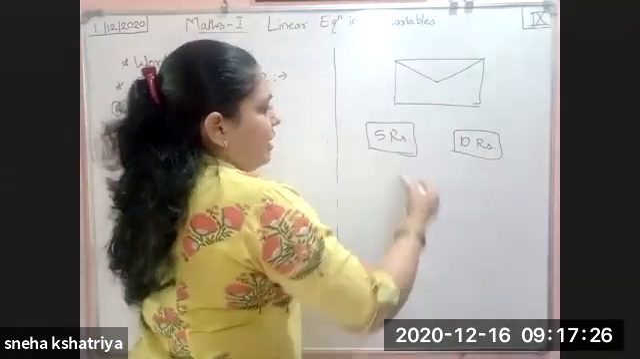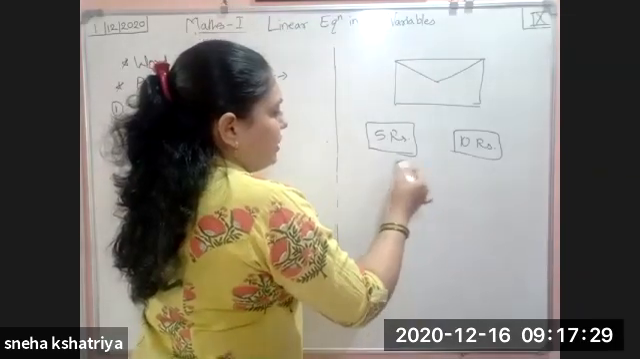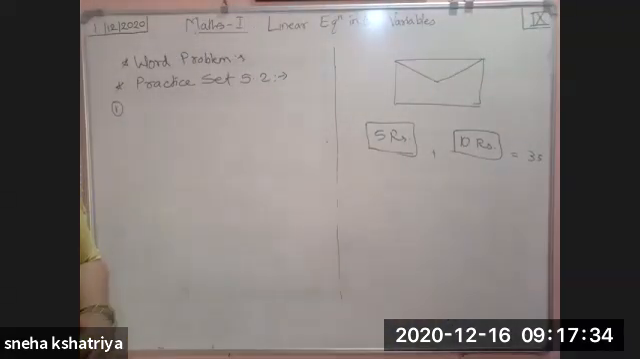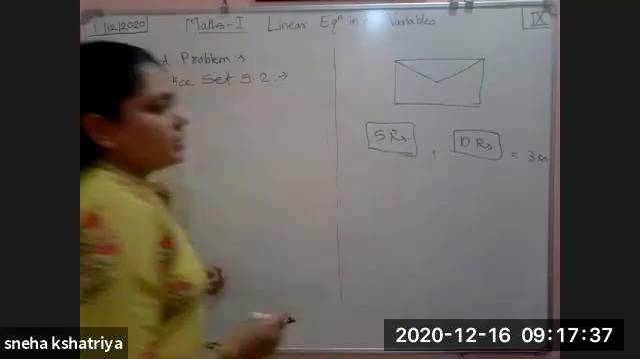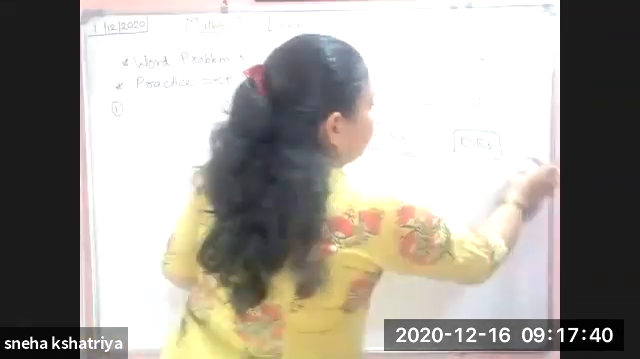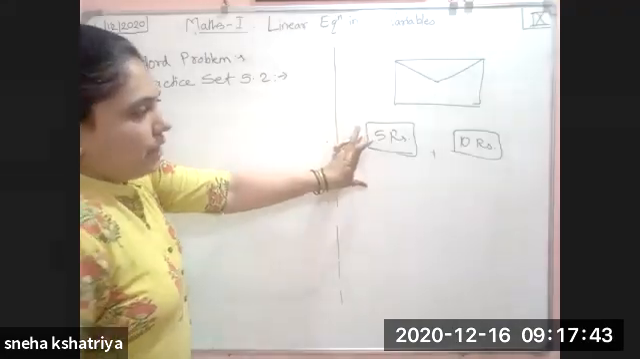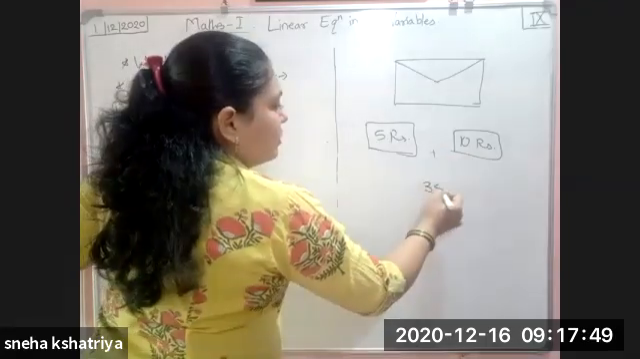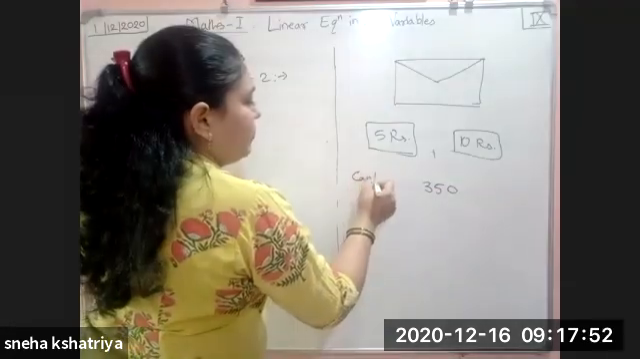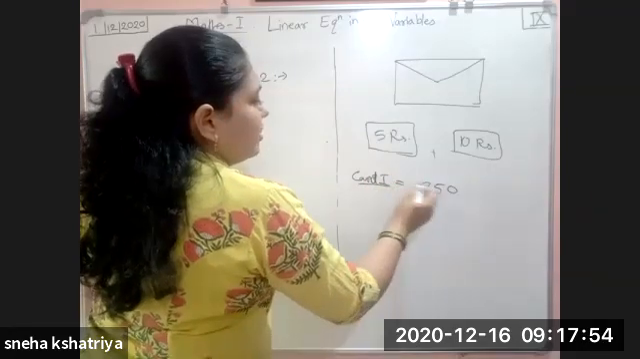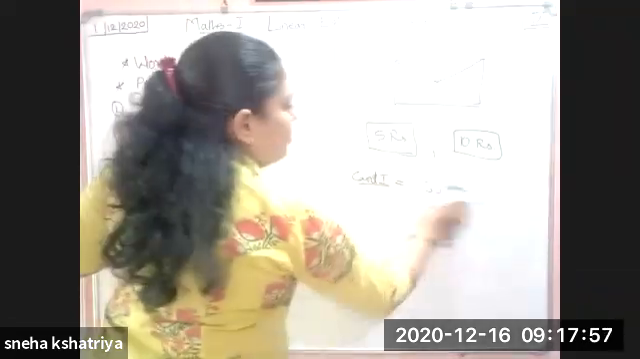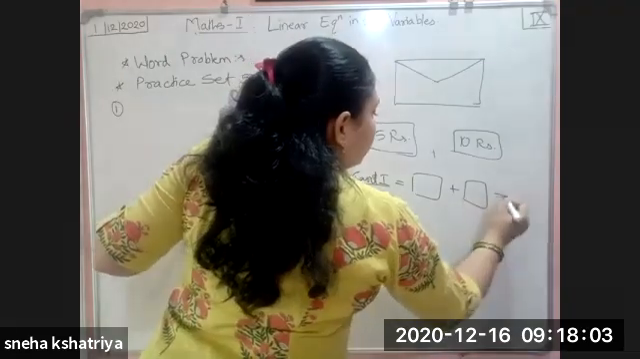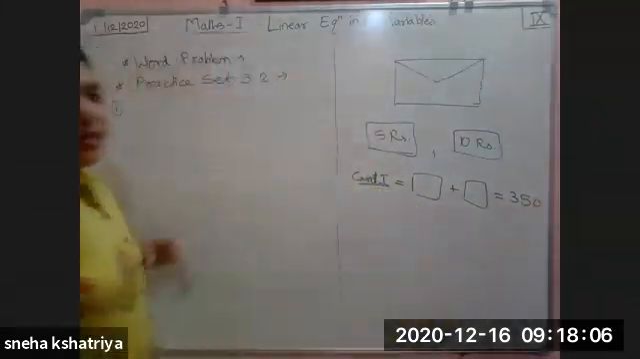Total amount of these two notes. Their addition is how much? 350 rupees. There are some notes of 5 rupees, there are some notes of 10 rupees, and after adding both the notes, we get 350 rupees. So this becomes your condition first. The addition of this 5 rupees notes and 10 rupees notes is 350.